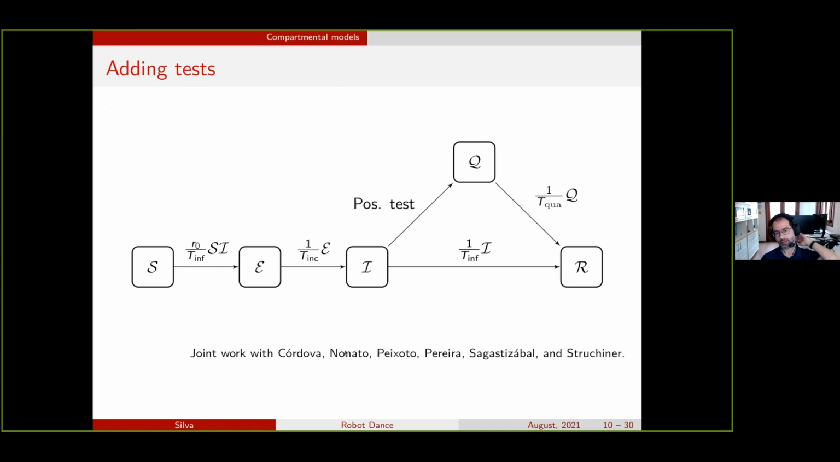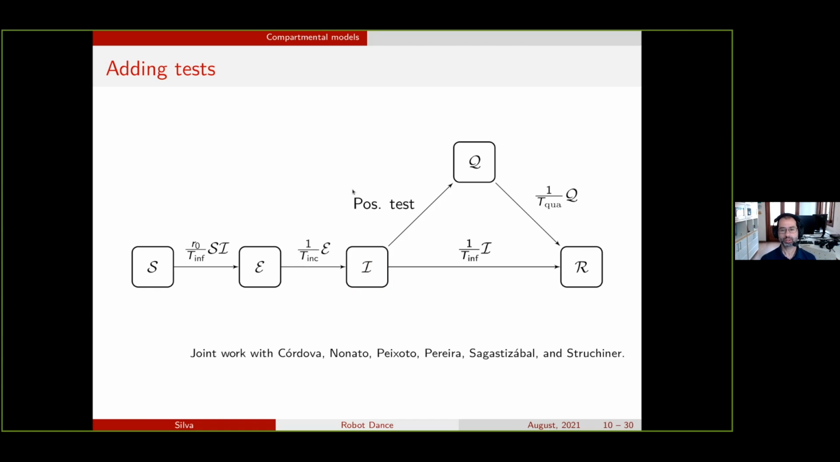Okay. Another thing that we did, this was a joint work with Marcelo Córdova, Luiz Gustavo Nonato, Pedro Peixoto, Thiago Pereira, Cláudia Sagastizabal, and Claudio Struchiner, is to model the situation where you know that you can test infected people and discover that they are infected before the total time that they will remain infected, and then you can move them to a quarantine state where they will stop infecting people from that moment on.